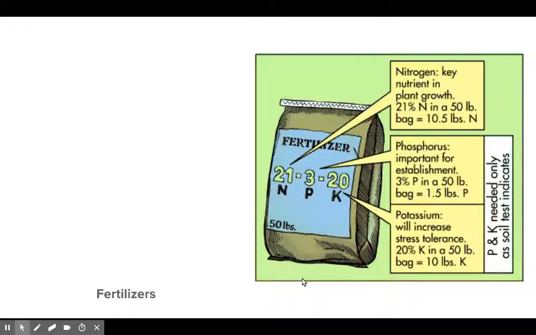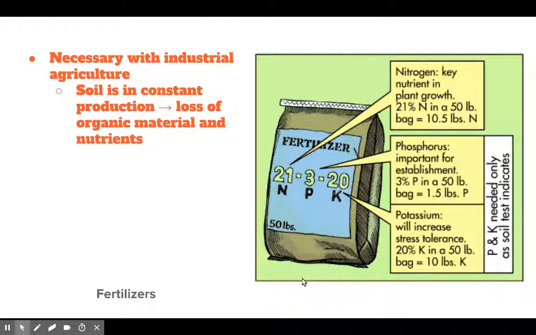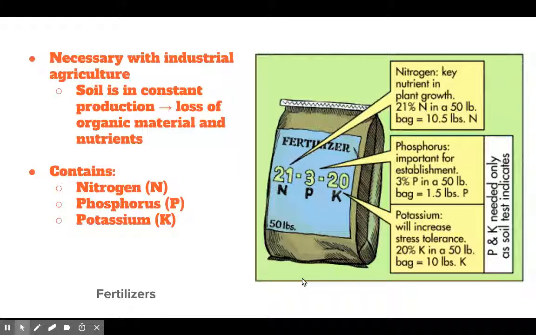Looking at fertilizers. Fertilizers are incredibly important in industrial agriculture because they keep soil in constant production. It requires large amounts of fertilizer to replace organic matter and nutrients when the farmer is tilling the soil. So again, it is necessary because it's in constant production. Every year it's being harvested, tilled, and then the next spring you're adding the same crops. The main ingredients of fertilizers are the NPK. You may have seen this before: nitrogen, phosphorus, and potassium.